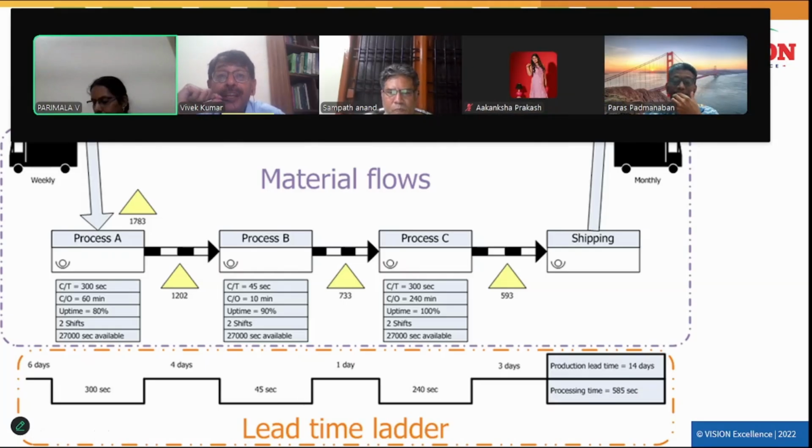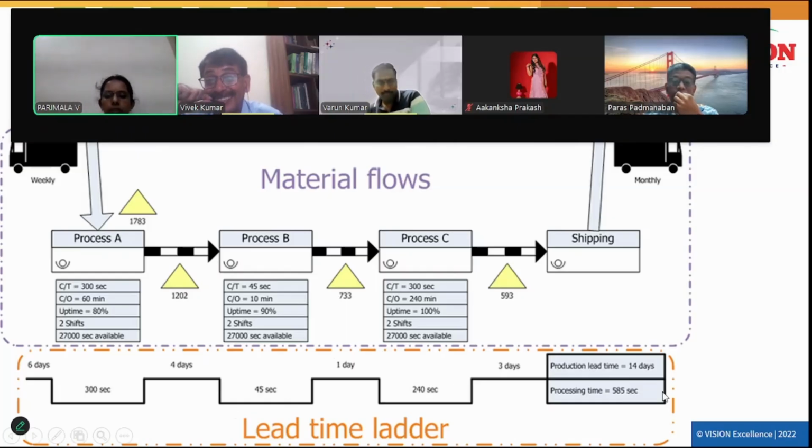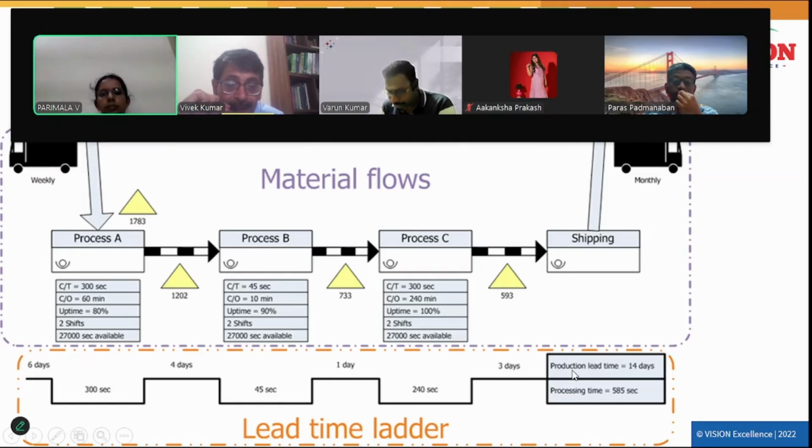Now can you see that if this were a single piece flow arrangement, the throughput time would have been only 300 seconds plus 45 seconds plus 240, only 585 seconds. Yes or no? So now can you see that on this lead time ladder we plot two things. We write down the production lead time, and we also write down the processing time.